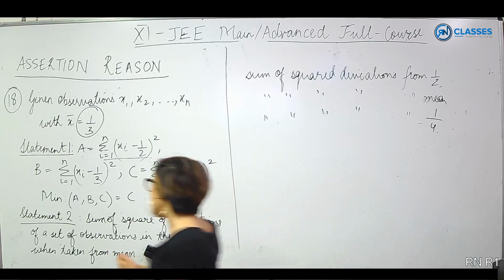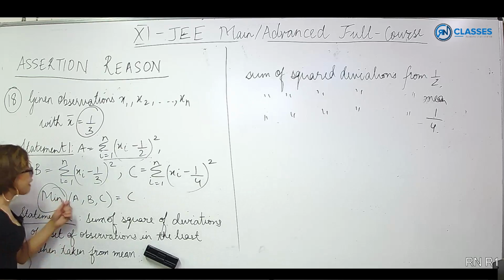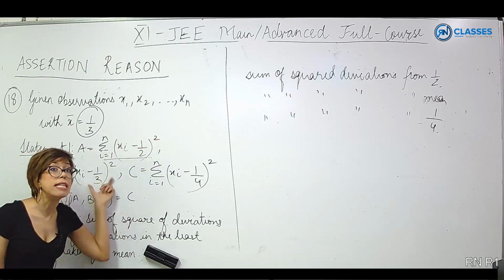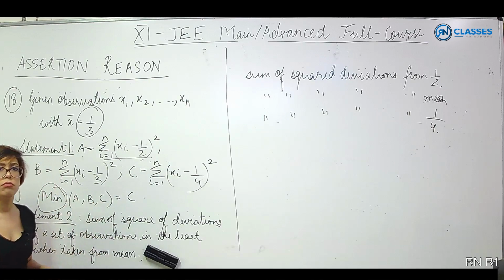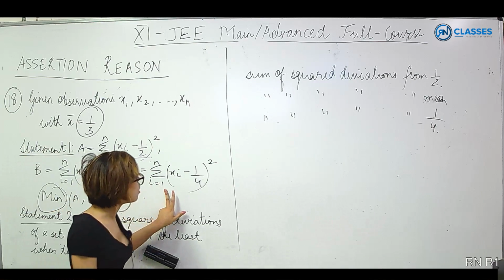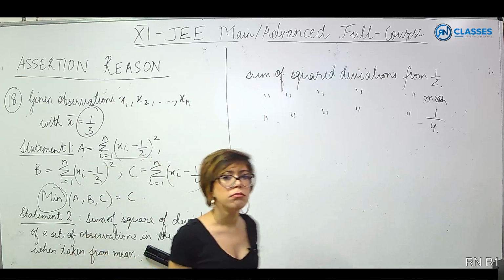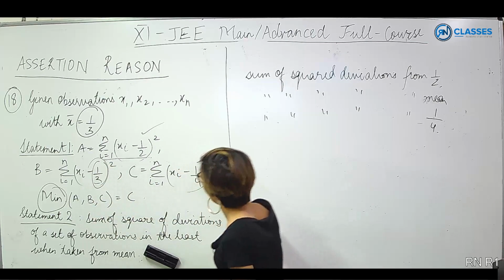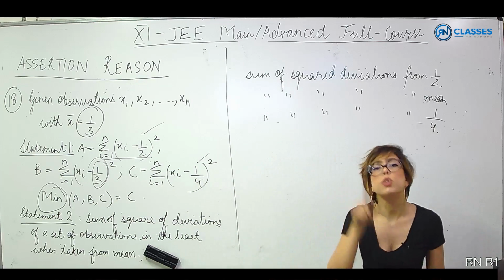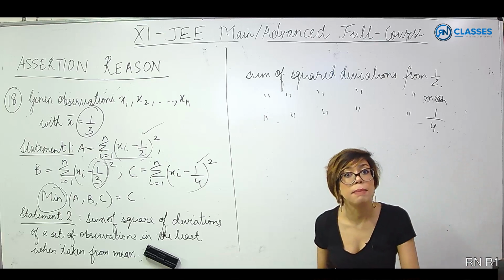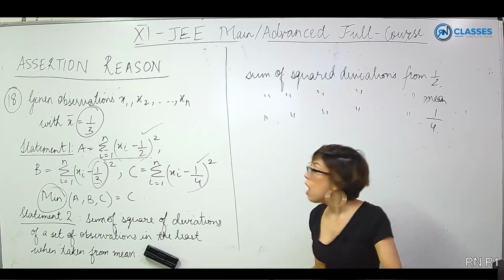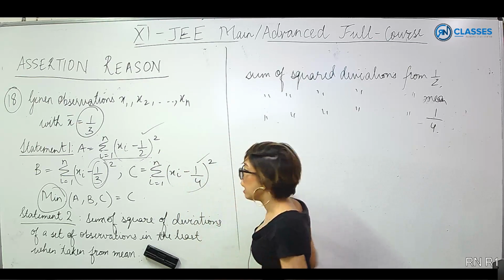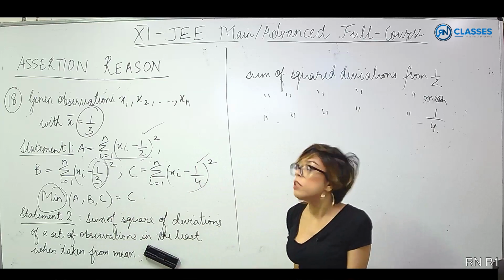Now he says min, which is obviously minimum of A, B, C. That means this quantity, this quantity, this quantity. He says minimum of these should be equal to C. That means he is saying sum of square deviations from 1 by 4 is minimum. Wait a second. 1 by 2 is here, mean is here, 1 by 4 is here. I know that sum of square deviations from the mean is minimum. That is the property of the mean. Now, 1 by 4 is not the mean. So that means this is not the minimum. And he says this is the minimum. That means statement 1 is false.